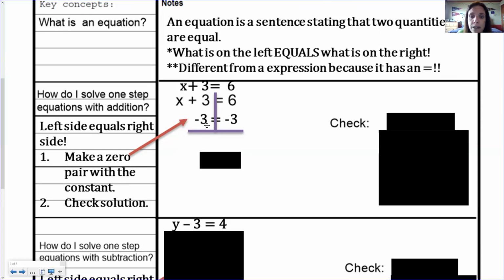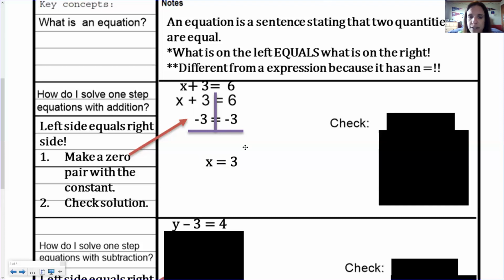Plus 3 minus 3 makes a zero pair. So you're left with x on the left side. 6 minus 3 is 3. So 1x = 3. The coefficient of your variable should be a 1. You can write that 1 in or not write it in. Some of these videos I'll have it written in, some I won't. You can do it whichever way you're most comfortable with, but know that that's a coefficient of 1.